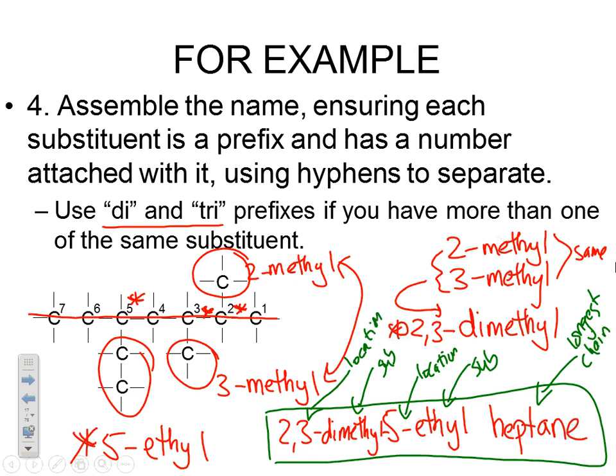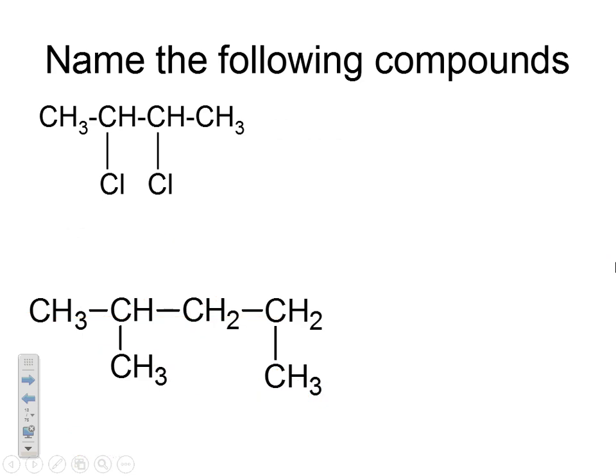So the name of this compound is 2,3-dimethyl-5-ethyl heptane. That's the name of the compound. It's a very descriptive name. It's simply saying what is the longest carbon chain, what are the substituents, and what are attached to them. So looking at 2 more practice problems, and these are just inverted orders from what you have in your notes. So you're simply going to flip-flop the order of these. So name the following compounds.